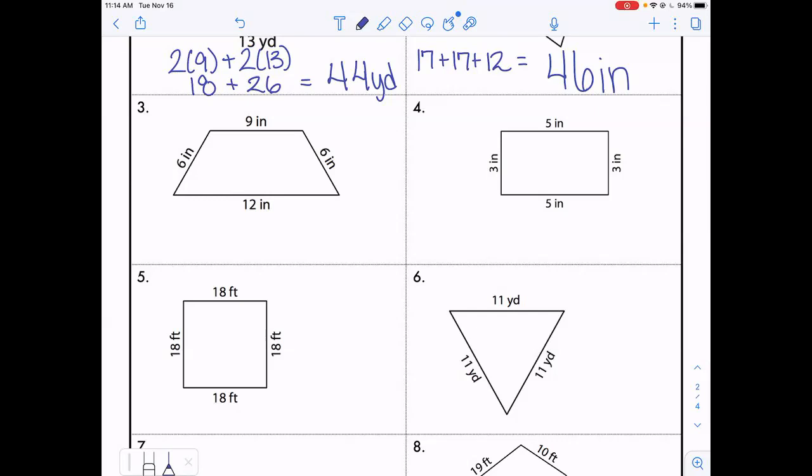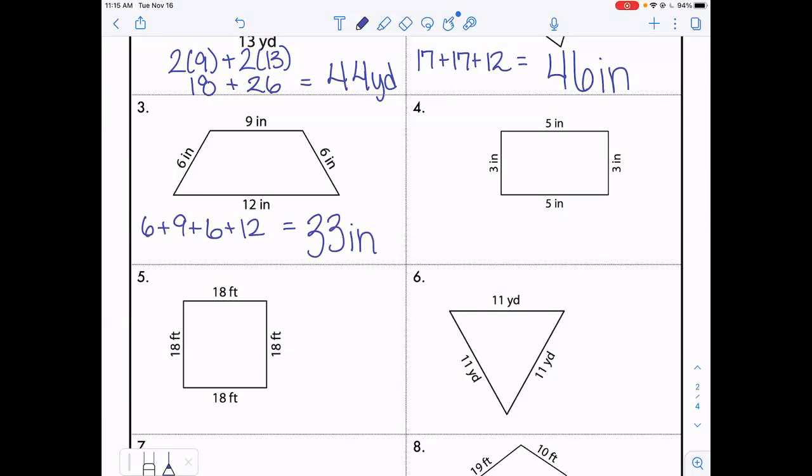Okay, what kind of shape do I have on number 3? Trapezoid, right? Okay, how do I find the perimeter of a trapezoid? Add all the sides. 6 plus 9 plus 6 plus 12 gives us what? 33. What's my label? Inches. We should not be talking.